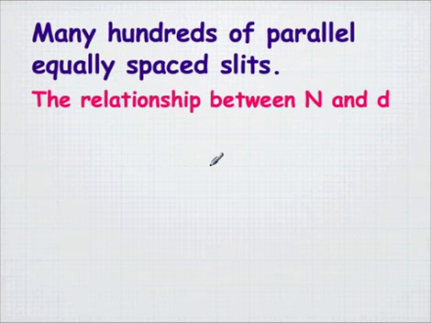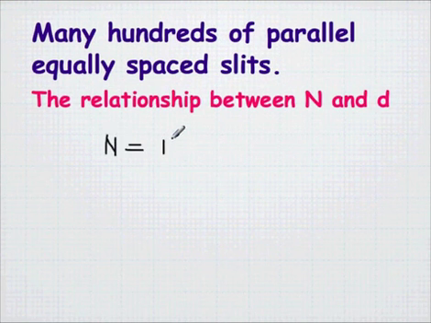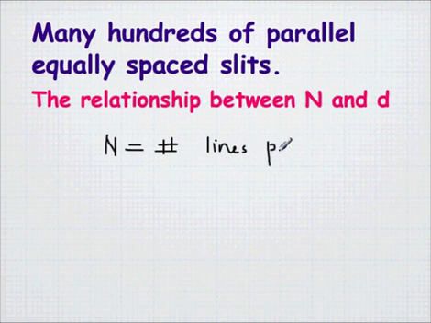So the ratio between N and D, well N is equal to the number of lines per essentially meter. Usually it's given to you in millimeters, so you have to be very careful looking at that. And D is equal to the distance in meters between them.